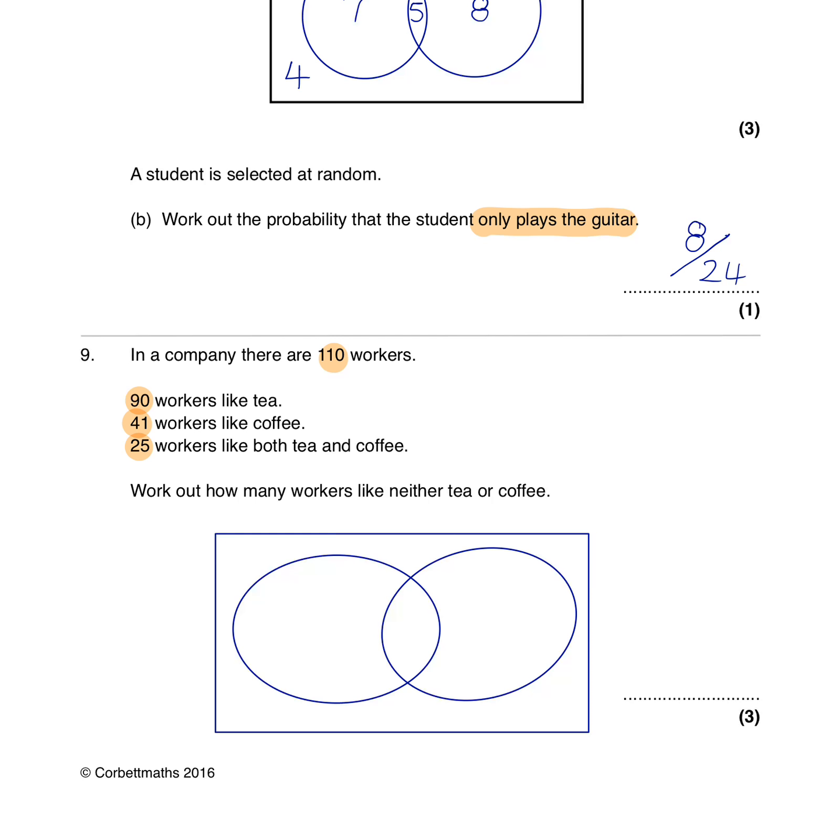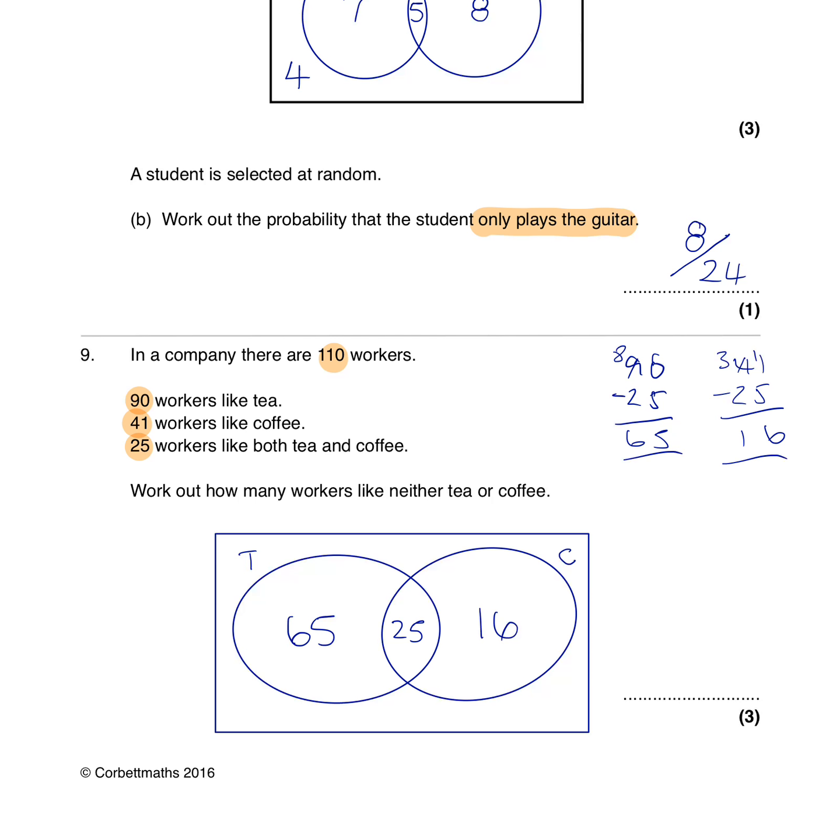And as I was told about the 25 people who like tea and coffee, I'm going to put that in the centre first. They liked tea and coffee. 90 people like tea, but those 25 have already gone in the picture. So 90, take out the 25 I've put in the middle section, leaves me 65 to put over here. So tea comes to a total of 90. 41 people liked coffee, but like I said, I've already counted those 25. So there are 16 people to put over here.